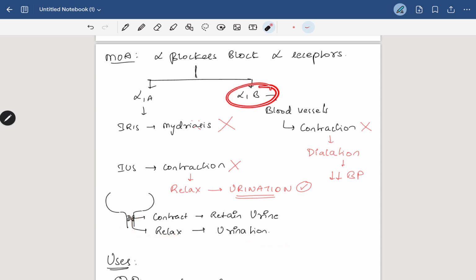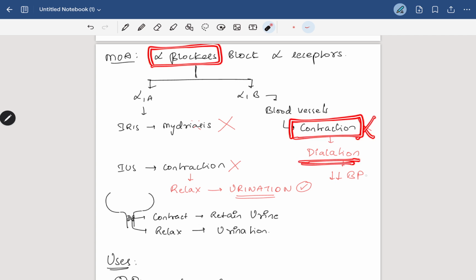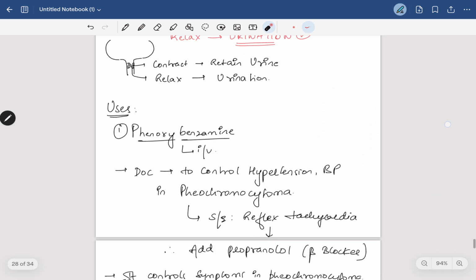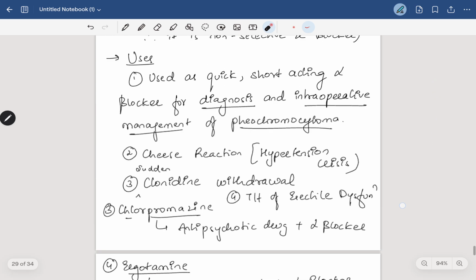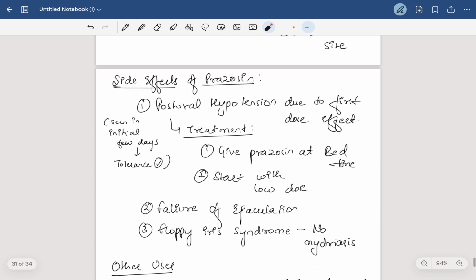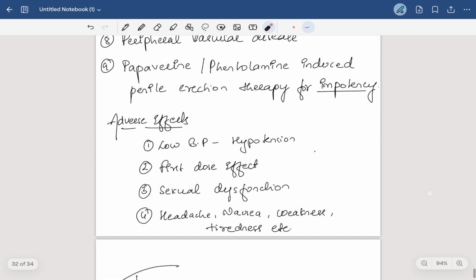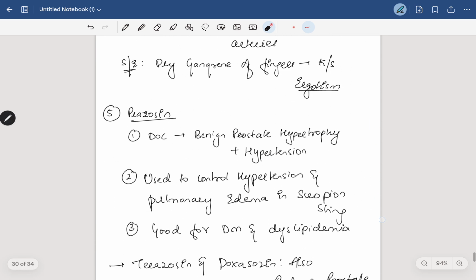And in alpha 1b, you have blood vessels. In blood vessels, usually we learned that contraction happens, but because we have added a blocker, dilation will happen, and there will be a decrease in BP. This is very important. Moving on to the uses. Actually, uses and adverse effects are covered simultaneously in the upcoming discussion, but I have also written adverse effects separately for you guys.